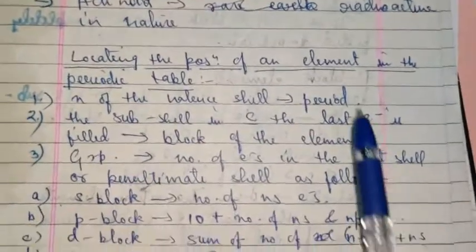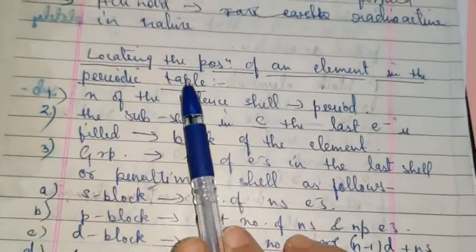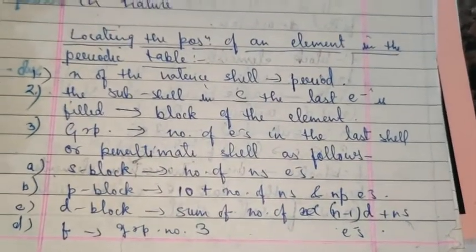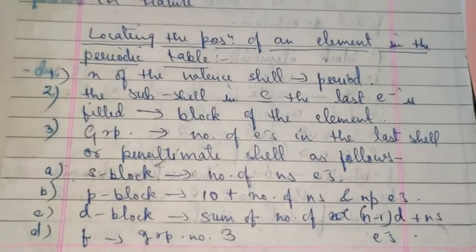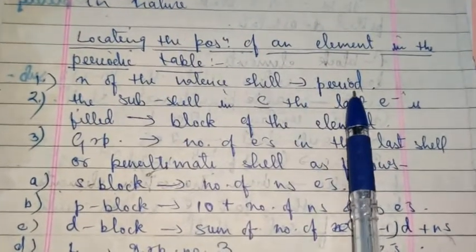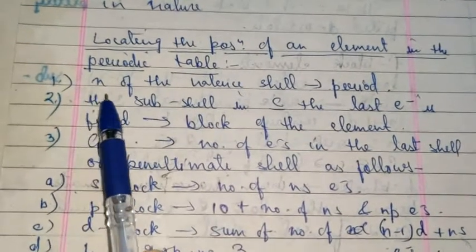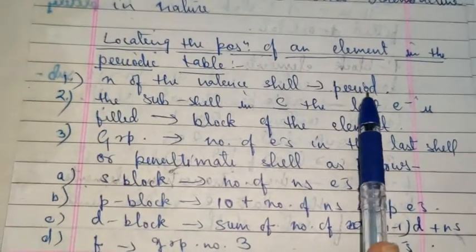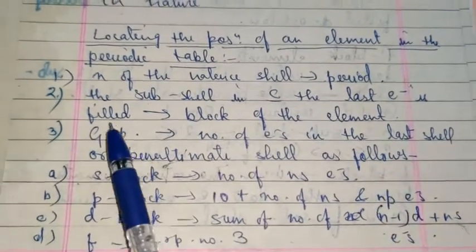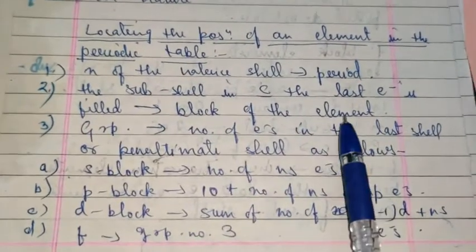Now, locating the position of an element in the periodic table. Here are some tips in order to locate the position of an element. The n of the valence shell tells us about the period. The principal quantum number tells us about the period or the shell number. The subshell in which the last electron is filled is the block of the element.